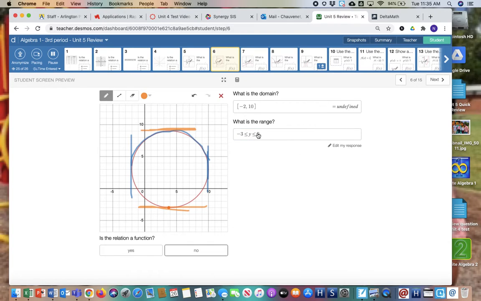Okay? Now keep in mind, I could write this the way I wrote the domain. I could write the domain the way I wrote the range. I would just say -2 is less than or equal to x, which is less than or equal to 10. And down at the bottom, I would put bracket -3 to 9 bracket.